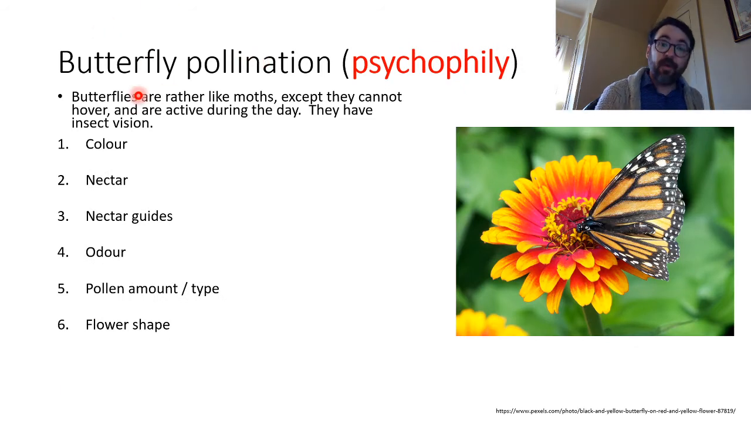And then we have butterfly pollination. So there's a lot of names here. You're just going to have to remember them. Psychophily, that's one of my favorite names, right? So again, butterflies are rather like moths, except they can't hover, and they're active during the day. So they have insect vision, right?